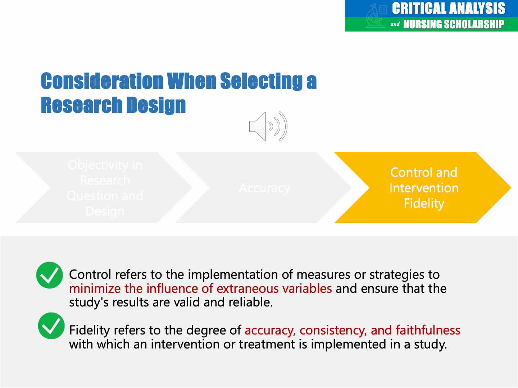The third one is control and intervention fidelity. When we talk about control, it refers to the implementation of measures or strategies to minimize the influence of extraneous variables and ensure that the study's results are valid and reliable. On the other hand, fidelity refers to the degree of accuracy, consistency, and faithfulness with which an intervention or treatment is implemented in the study. This third criterion is very important.